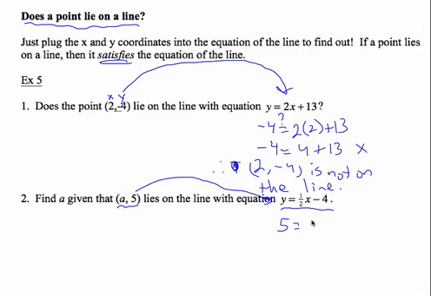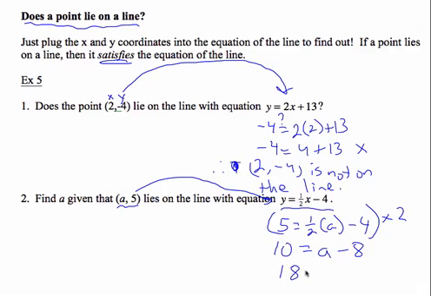So we can say 5 equals half times the x value, which is a in this case, minus 4. Well, I'm going to get 5 equals half a. Actually, I'm going to get rid of the fractions right away by multiplying by 2. We get 10 equals a minus 8. And add 8 to both sides. We're going to get 18 equals a. And there's your a value.